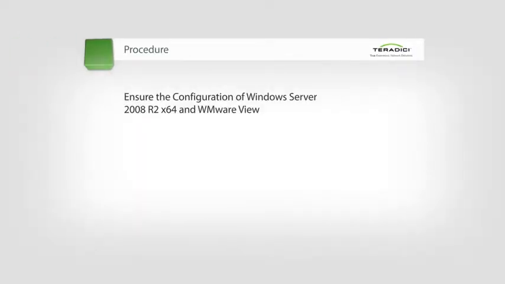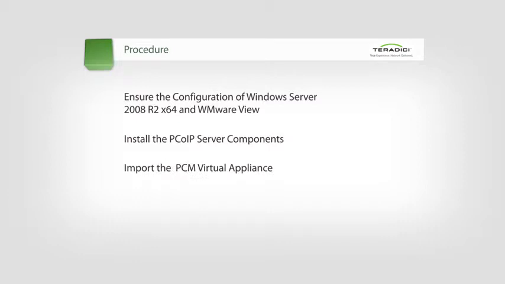Here's a brief look at the steps you will need to take to ensure a successful installation. First, ensure the proper configuration of Windows Server 2008 R2 64-bit and VMware View. Install the PC over IP server components. Import the PCM virtual appliance. And finally, you will configure the endpoints.